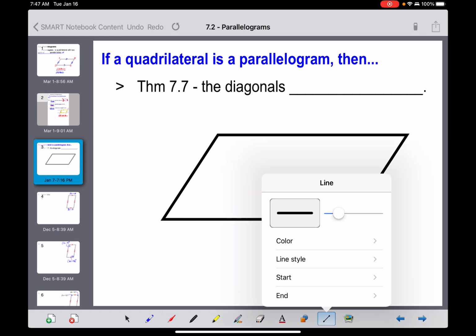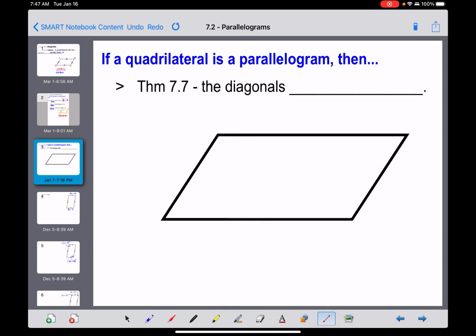So let me try again. I want to make this look pretty good here. I can probably make that a little thinner. And if I were to draw the two diagonals of a parallelogram, that would be one of them there, and the second one would look right about like that. Okay, what's going on here?